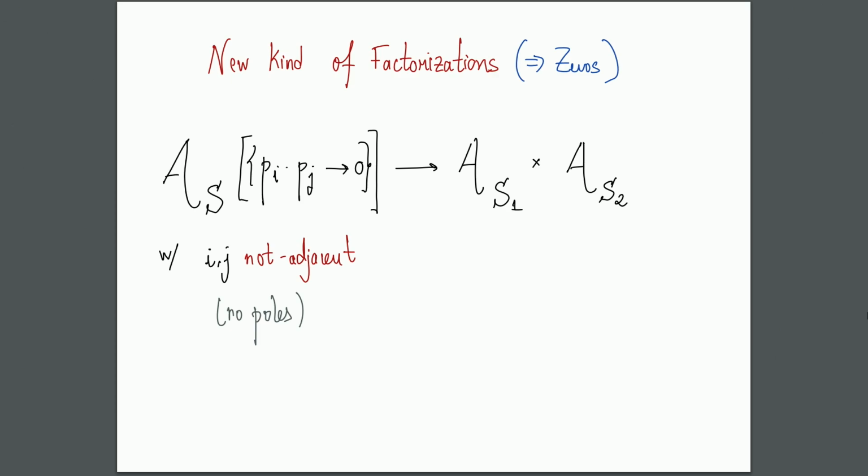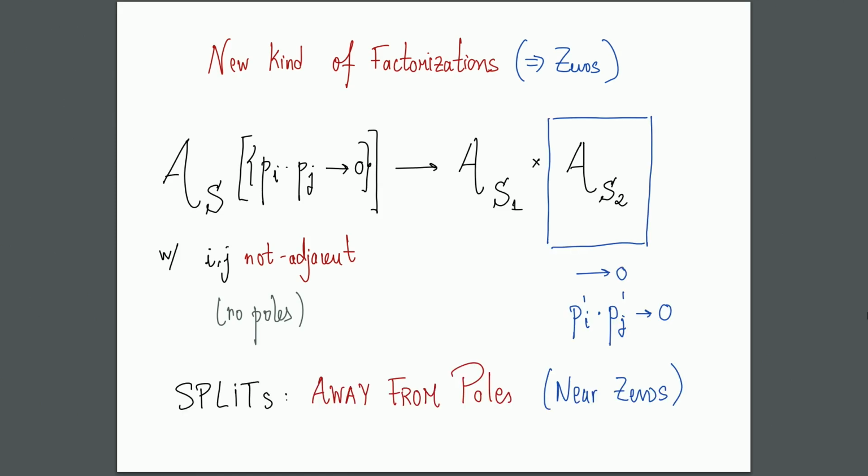So the claim is that if I start with an amplitude and I set a special collection of p_i·p_j to 0, crucially i and j should not be adjacent so that I'm not near a pole, then the amplitude factorizes into products of two lower point amplitudes. Okay? And then to get a 0, all that I have to do is further specialize some p_i·p_j's in one of the factors so that that factor vanishes.